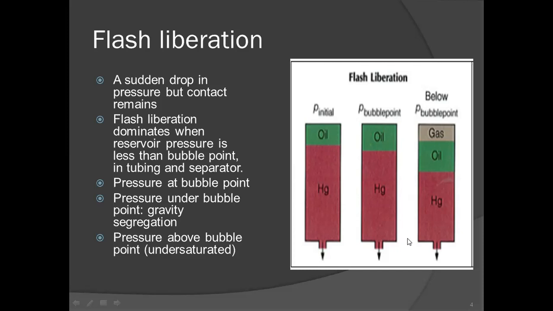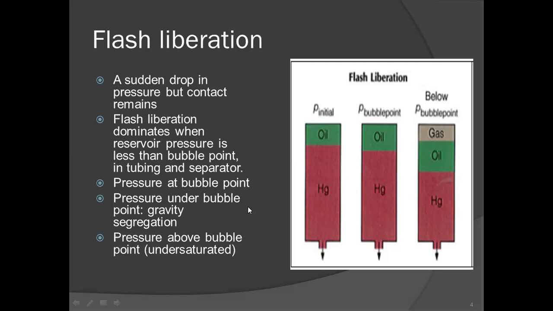And in flash liberation, we have three different mechanisms. The first one is where the pressure of the reservoir is equal to the bubble point pressure. When this situation happens, a gas cap will exist, and this one naturally exists. So basically, a gas cap is located above the oil, and its main purpose is to put pressure on the oil and raise it to the surface. That's the point of the gas cap.